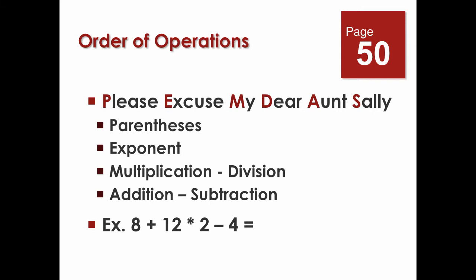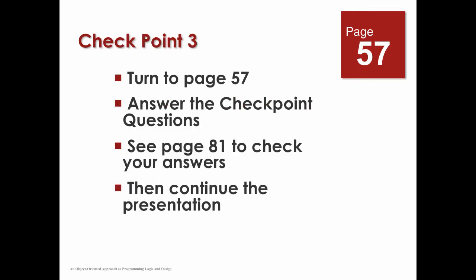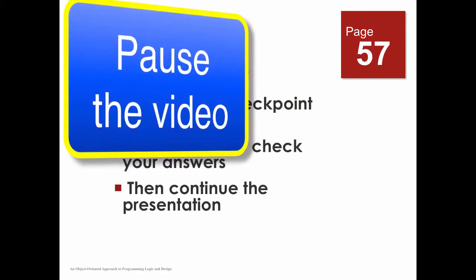8 plus 12 is 20, times 2 is 40, minus 4 is, okay, so that would be 36, right? Well, actually, if you do it by the order of operations, which is what the computer's going to do, because it follows this rule as a matter of programming, you're going to actually come up with 28. How'd you do that? Go back and look it over and make sure you can get 28. In fact, why don't you turn to page 57 and answer the checkpoint questions.